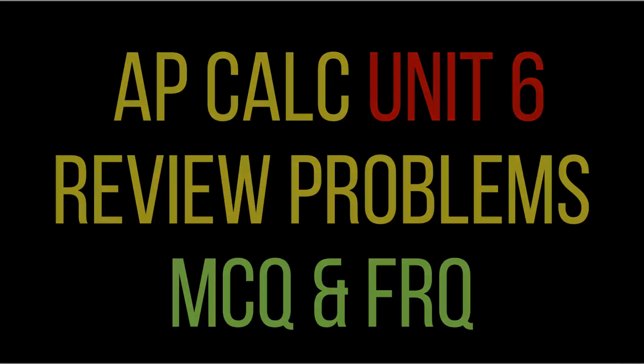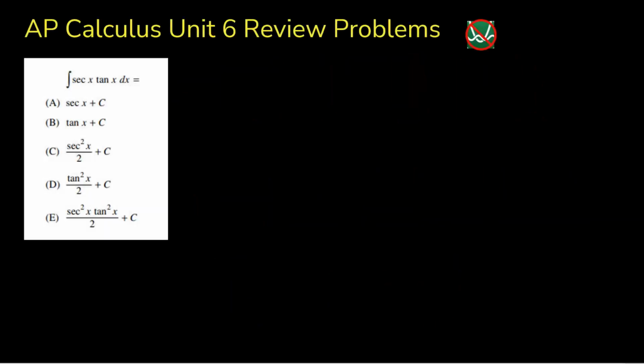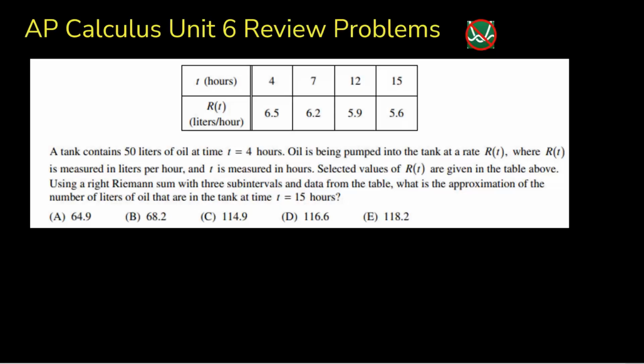Let's dive into the first problem. So here we just have the integral of secant x times tangent x. This is just a basic antiderivative rule. We know that the derivative of secant is secant tangent, so the integral of secant tangent is just secant plus c, so choice A.